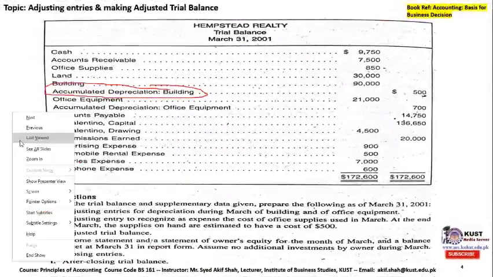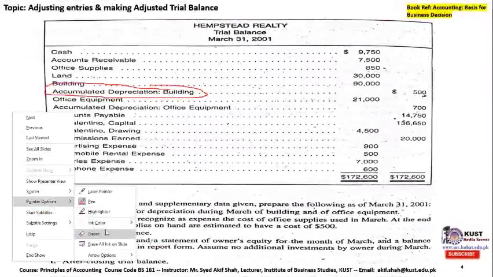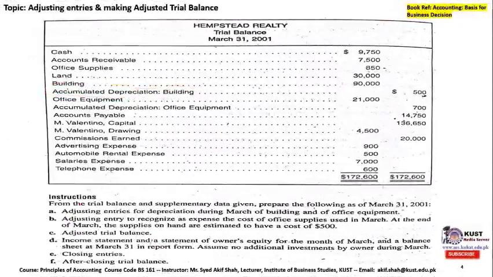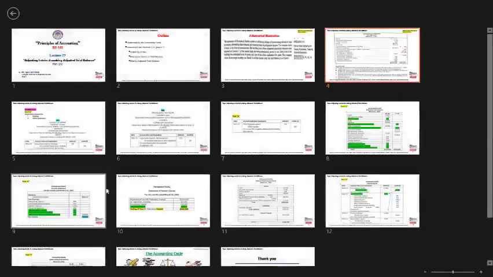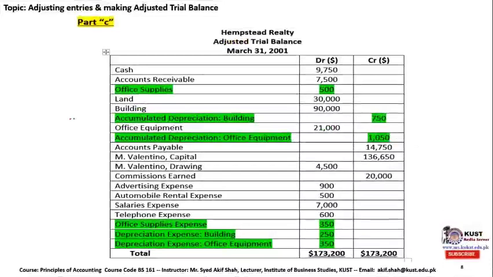Since we were on the building title, after that we have the account title of accumulated depreciation building already available in the question within the trial balance, which is having a $500 credit amount. So therefore in our adjusted trial balance we do not have to mention an additional account title, because this is already there in the trial balance. So we have to copy this title and mention it in the adjusted trial balance.